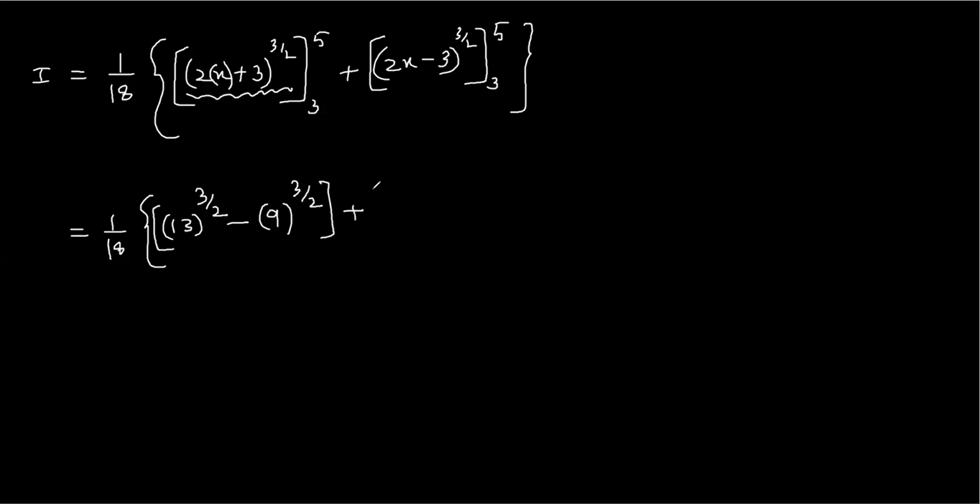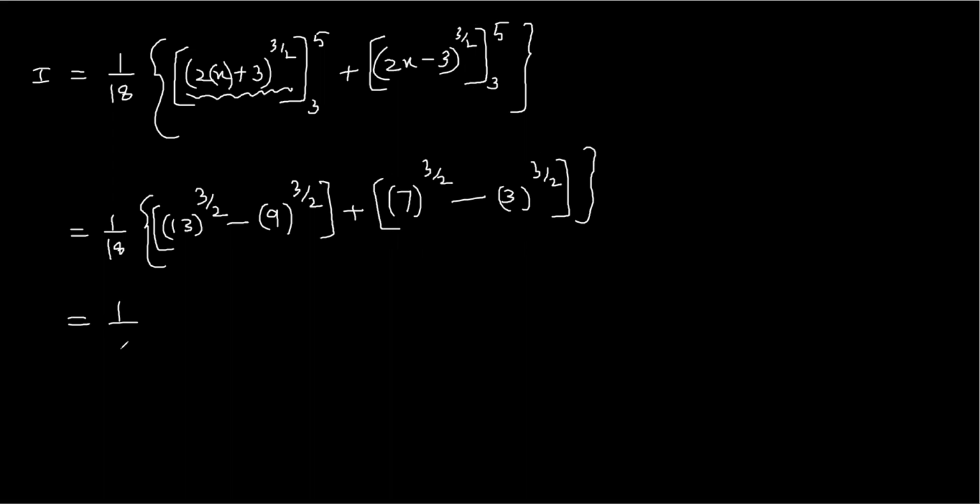Plus, now I will put upper limit minus lower limit for the second part here. Where x, right, 5. So 2 into 5 is 10. 10 minus 3 is 7. So you have 7 raised to 3 by 2. Now subtract after putting the lower limit. So 6 minus 3 is 3. 3 raised to 3 by 2.